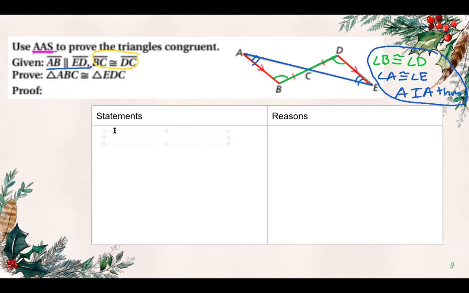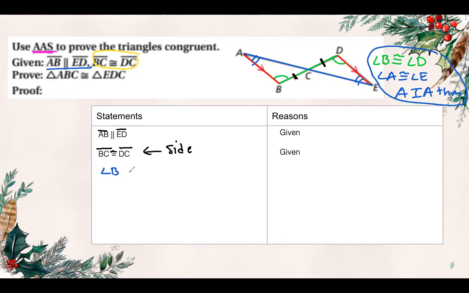Just like any proof, I'm just going to begin with my given statements. So AB is parallel to ED, and BC is congruent to DC. Those were both given. Now the order of things is not that important. We can write these out in whatever order we really want. Just going to put some symbols on there. This was my side, right? That's this side statement. I need to now make these angle congruent statements, so I'll go ahead and put those in next.